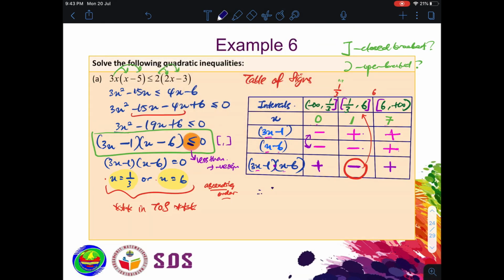Therefore our interval answer is [1/3, 6], with 6 included. And as the solution set, my answer has a curly bracket: x such that x is between 1/3 and 6. But don't forget, this is a closed bracket. If you have a closed bracket here, it means you must have an equal sign over there. This is your answer.